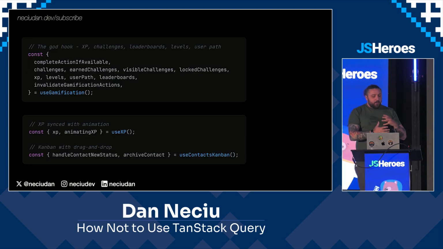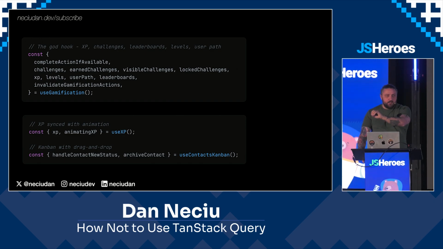And to make this work, we built a useGamification hook that wrapped the whole system, XP, challenges, leaderboards, everything, into one single hook. And then we had a couple of related hooks that helped us, like useXP, that synced the animation with the server, because the source of truth was always the backend. And TanStack Query was perfect for this because gamification data needs to be everywhere. You're showing XP in the header, in the sidebar, in the leaderboard, in your profile page, everywhere. So you write the hook only once, and every component that needs it subscribes, and you're only making one GET request for that information.